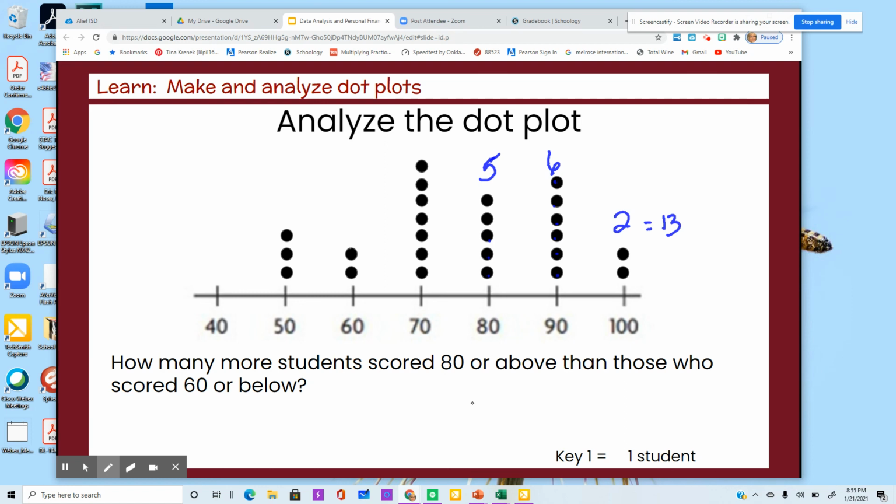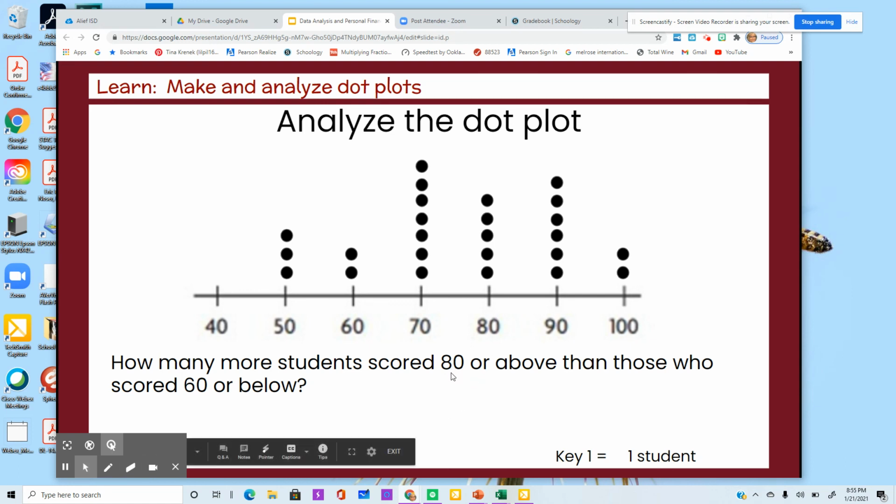And those who scored 60 or below is 5. So how many more? 13 minus 5 gives me 8. And notice we do have a key. Each dot represents one student. So analyzing dot plots is pretty basic, just understanding what the question's asking. If it's including the 80, if it's not including the 80, just pay attention to that.